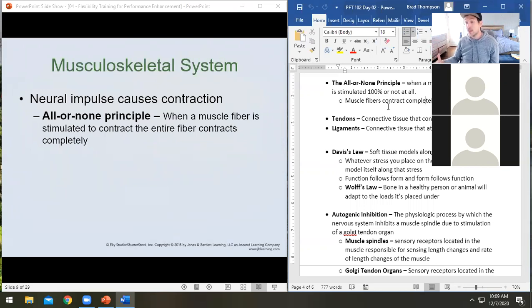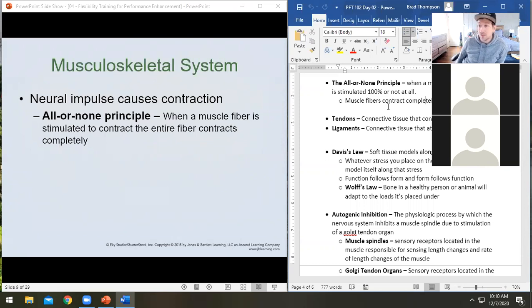That's how we can pick up a super heavy barbell, and then we can go pick up a kitten without flinging it into the air. That's how we are able to control our strength. If we want to have a weaker contraction, recruit fewer muscle fibers. Want to have a strong contraction, recruit a lot of muscle fibers.